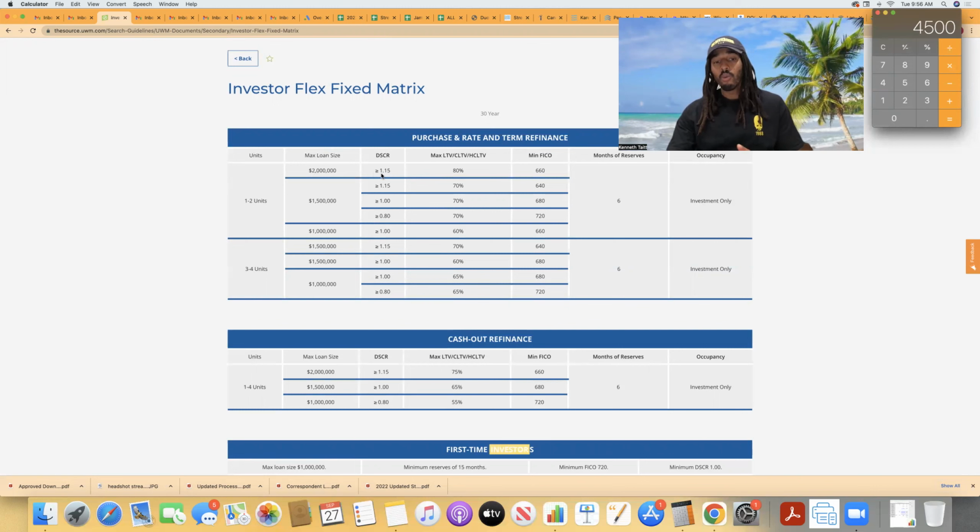To know what a 1.15 debt service coverage ratio would equal, you would just multiply the monthly debt by 1.15. And that tells you what the rental income would have to be in order to cover that 1.15 debt service coverage ratio. So in this scenario, if the payment was $4,500 a month, you're looking at a requirement to show as rental income of $5,175.